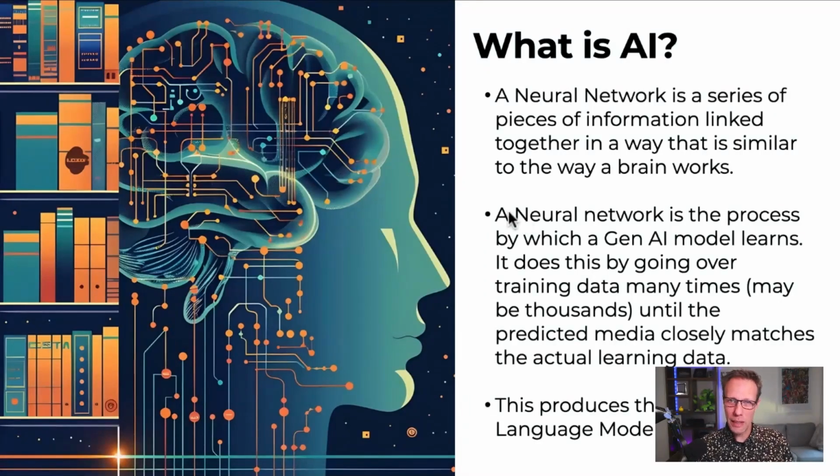So just going into that a little bit further, a neural network is the process by which a generative AI model learns. It learns by putting together these neural networks. It does it by going over training data. So it reads, let's say, a page out of a book or a website, and it goes over it many, many times. What it does is it tries to predict what the next word might be in a sentence. So it's got a sentence, might be the cat. And so it knows that if it sees the word the, there's a good chance that the next word should be cat.